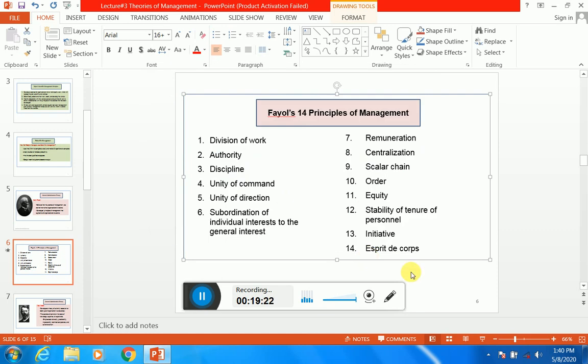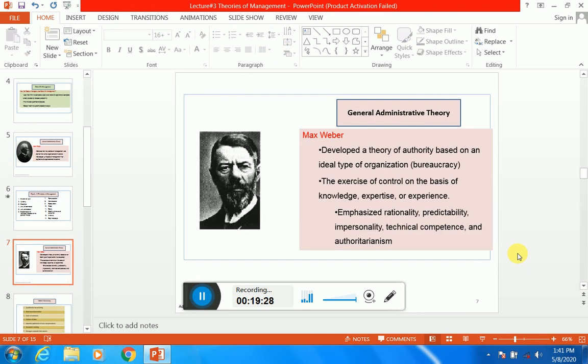Now we will move to the next slide. Under the general administrative theory, the next contributor was Max Weber. Before that, let me explain the concept of Max Weber. Max Weber's idea was that organizations are social units.